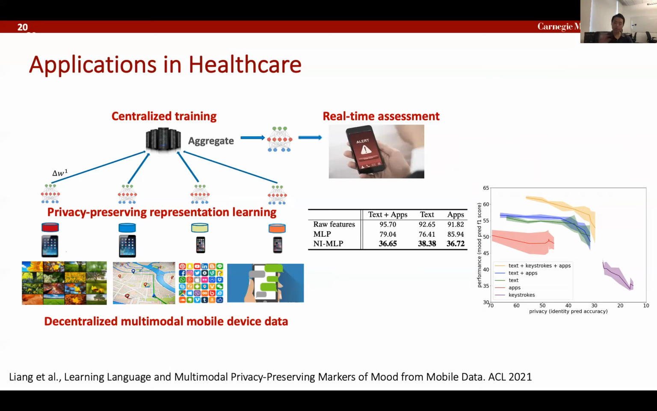So we've also plotted some of these trade-offs in this graph over here, where on one axis we're showing privacy, so privacy based on how well you can predict the user identity, and on the other axis we're showing performance, so how well you're able to predict daily mood. And we actually find that these multimodal models that are also privacy preserving are able to increase performance while remaining private, thereby pushing forward the Pareto frontier.